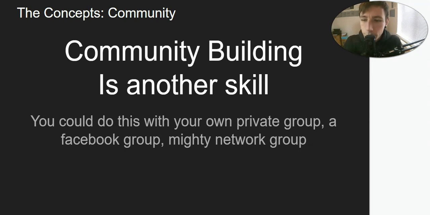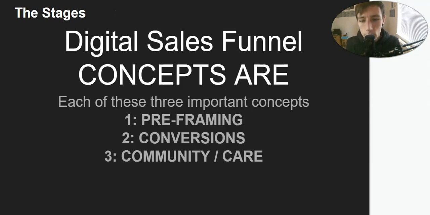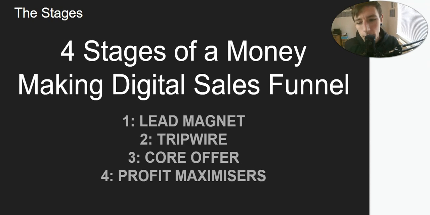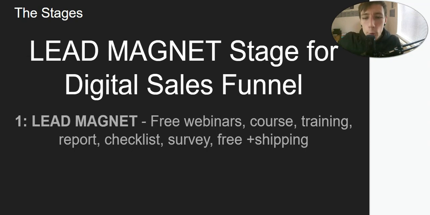Okay, so it's super important to remember these different ideas. First concept is the pre-frame. Second concept is the conversion process, and the third one is your community. So these are the 4 stages of a digital sales funnel. Okay, now we've got a lead magnet, a tripwire, a core offer, and then profit maximizers. I'm going to walk you through each of these individual ones in this video, and we're going to wrap this up very soon.